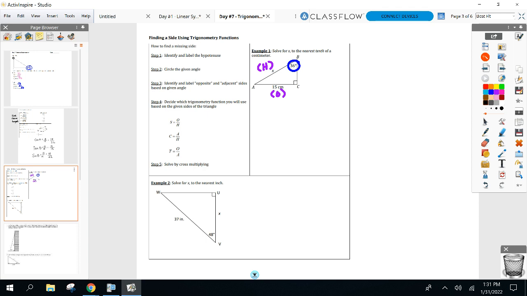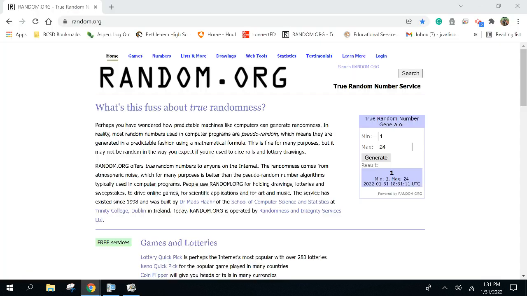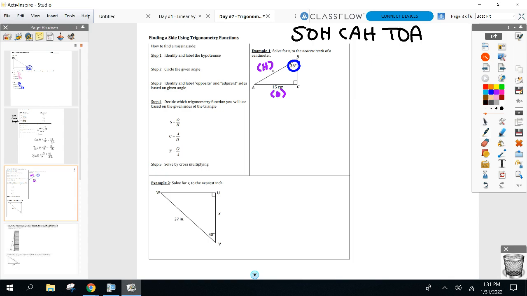Now you decide which ratio you have enough information to use. I have the opposite and the hypotenuse. So go through SOHCAHTOA if you have to. Which one of the 3 ratios do I have enough information right now to use? Sine, because look, I have O and H, opposite and hypotenuse.